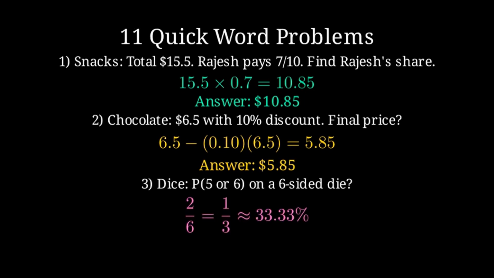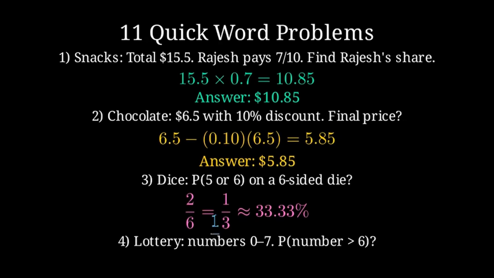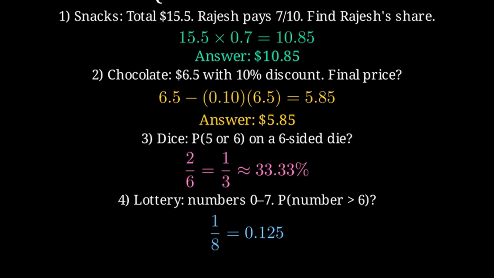Problem 3. A six-sided dice. Probability of 5 or 6. That's 2 outcomes out of 6. 2 over 6 is 1/3, or 33.33%.